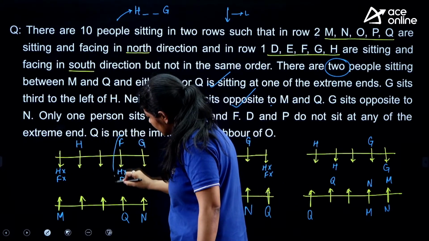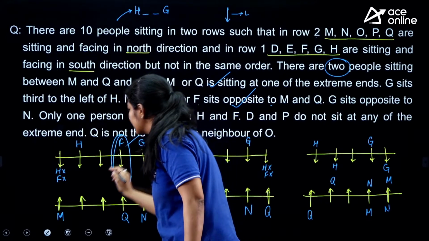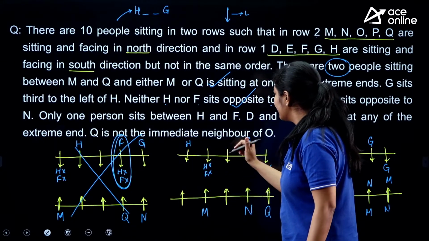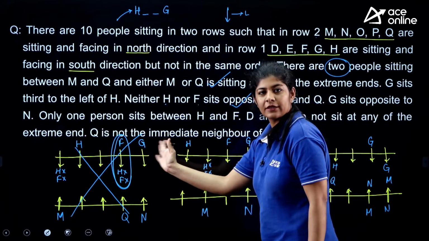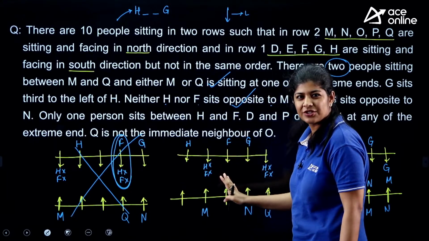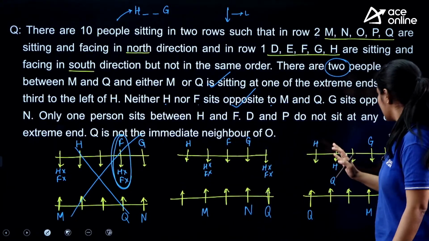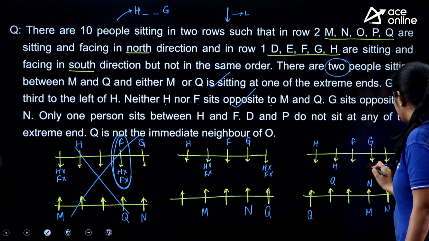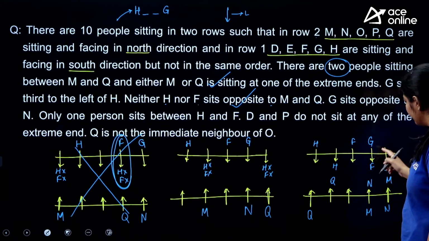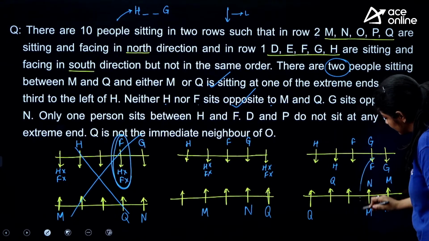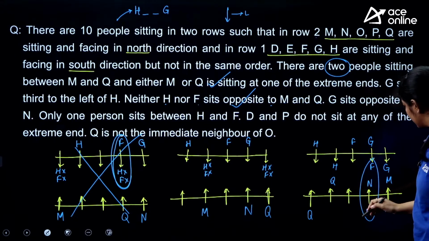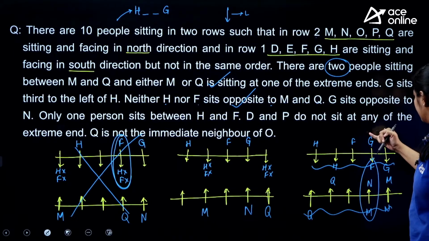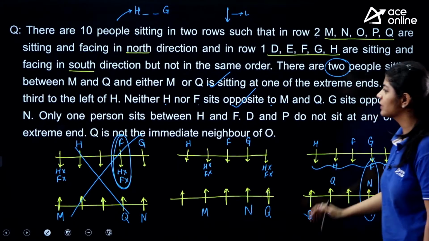But according to this one, we can't place F, so this case is eliminated, right? Again, we are only left with one choice because we can't go this side, and here there is no such condition for F, so we can put F over here. In this one, we can put F over here, and in this one, we can put F over here. But if we put F over here, then this condition is eliminated. So we can simply eliminate this one, and here we can work with this one.